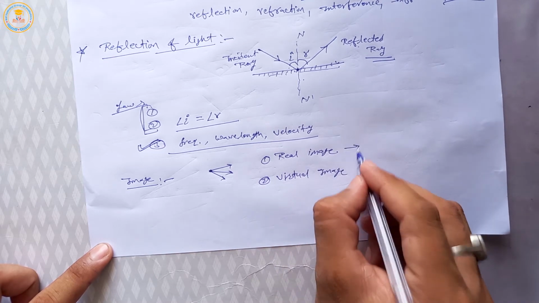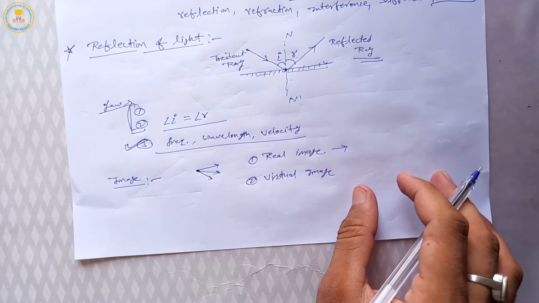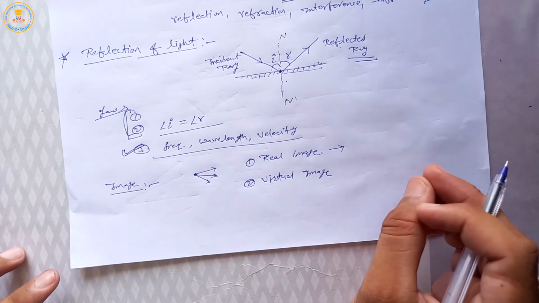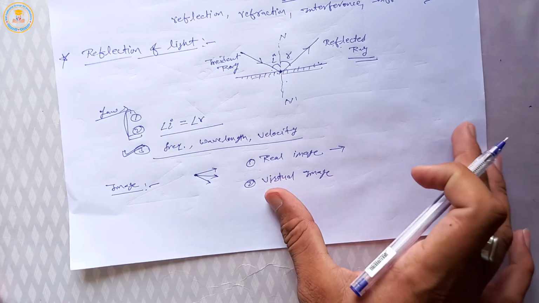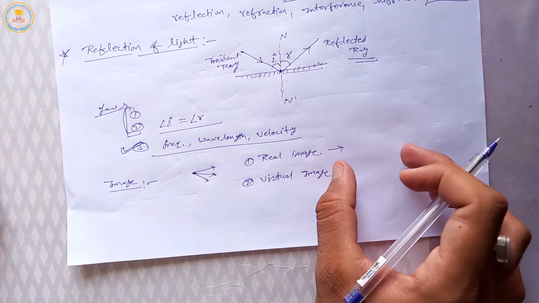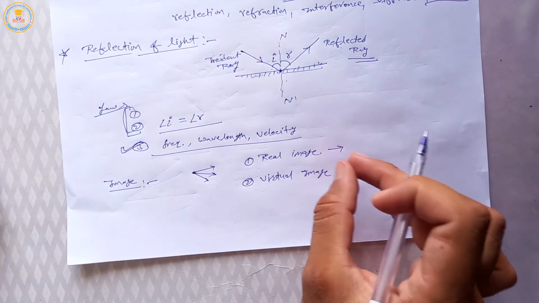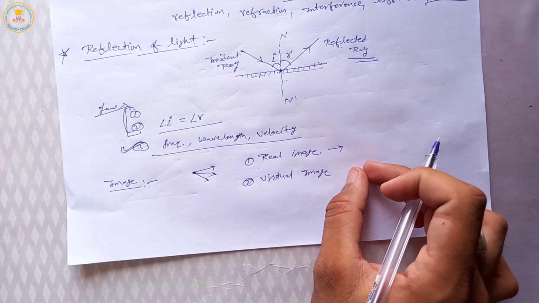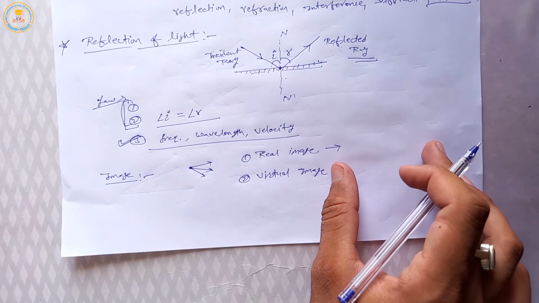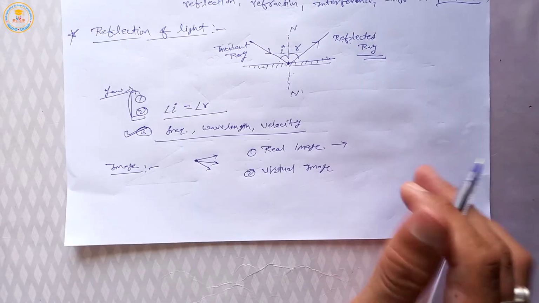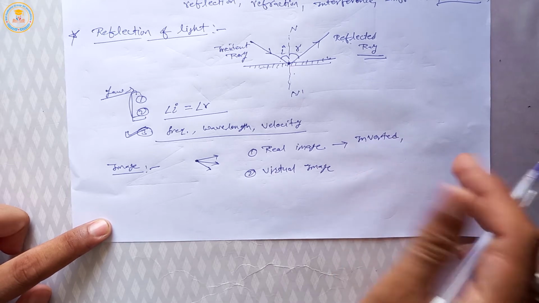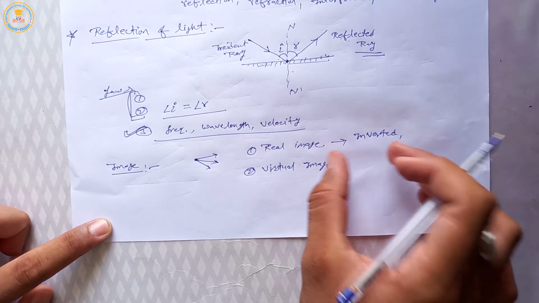Okay, this real image: when the rays actually meet after the refraction or reflection, then at this point a real image is made. This real image is always inverted. Okay, and this is real.